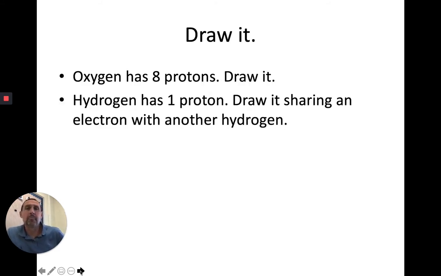Take a moment and draw an oxygen. That means draw the nucleus, protons and neutrons, and draw the electrons going around the outside. You'll notice that there were 2 electrons in that first circle, and then that energy level is full. Then there's up to 8 that can be in the second circle. Not all atoms have 8 in that second circle, but when they do, then that level's full, and we go to a third circle that might have 8.